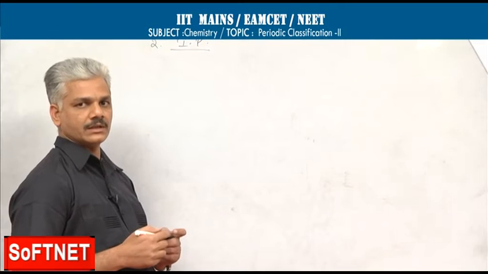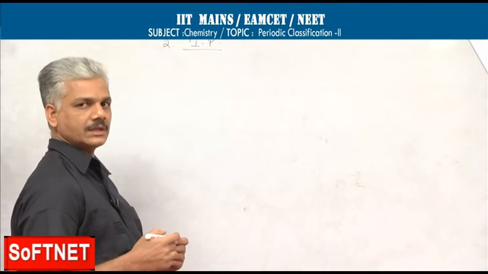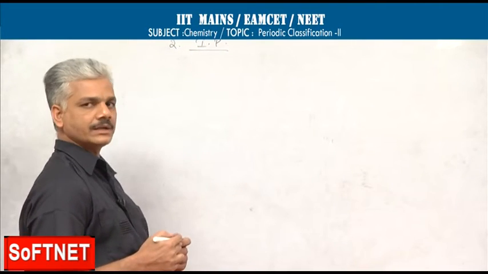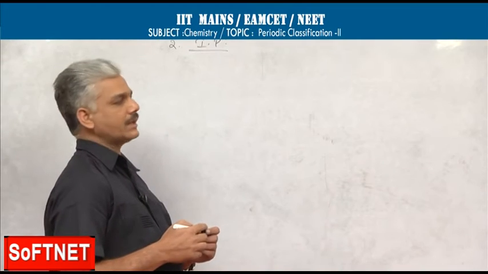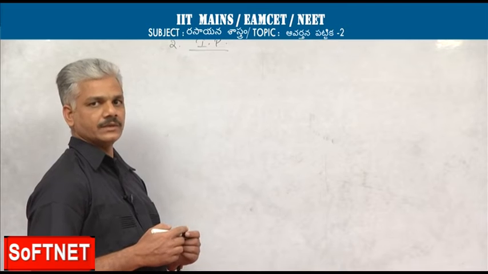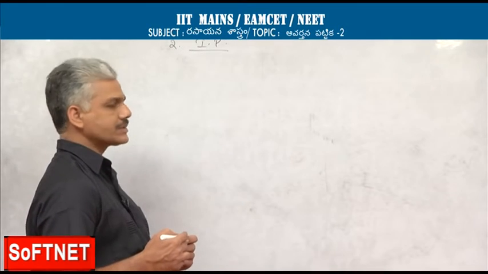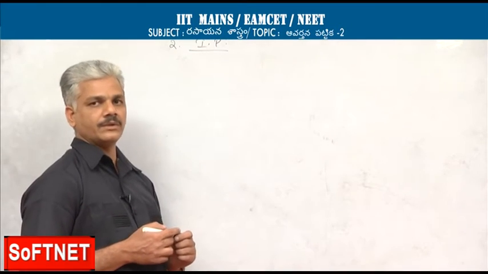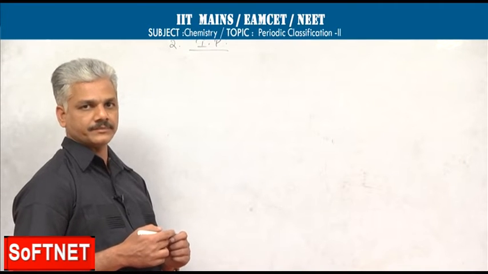Ionization potential, also called ionization energy as well as ionization enthalpy. It is defined as the amount of energy required for the removal of the outermost electron from a neutral gaseous atom.